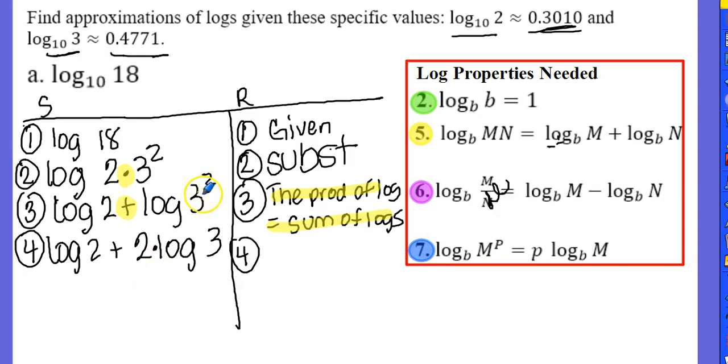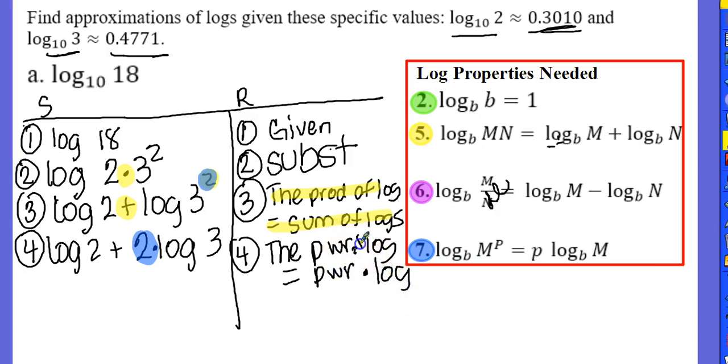Okay, so I'm going to grab my highlighter and I'm going to connect. That's not purple. That's not blue. Try again. Blue. The power of a log equals the power times the log. Connecting step 3 to step 4, my statement says the power of a log equals the power times the log. All right, keep going. You with me?